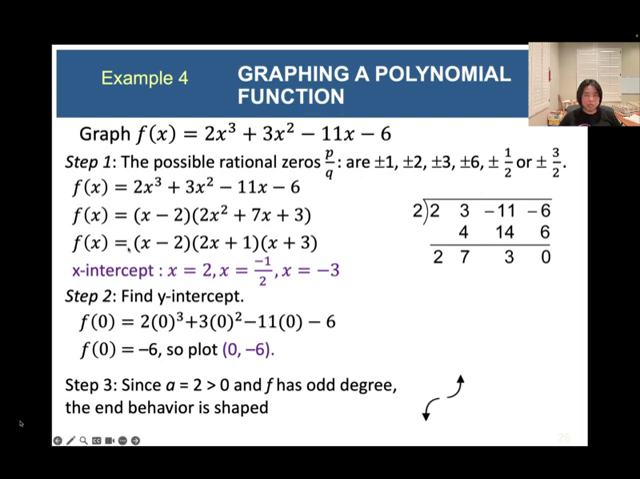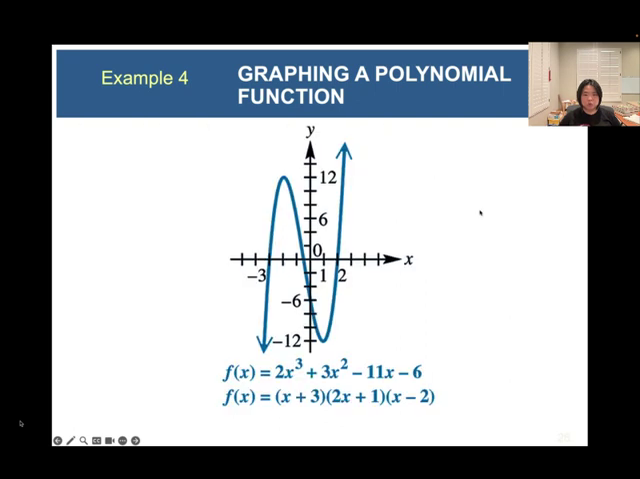Okay, now look at the factors here. All the factors have a multiplicity of 1. So the graph is going to pass through negative 3 and then go up, and then go down to negative 1/2, hitting the y-intercept negative 6, and then go up and pass through the 2. That's the y-intercept and all the x-intercepts here. And then end behavior, rise to the right and fall to the left.